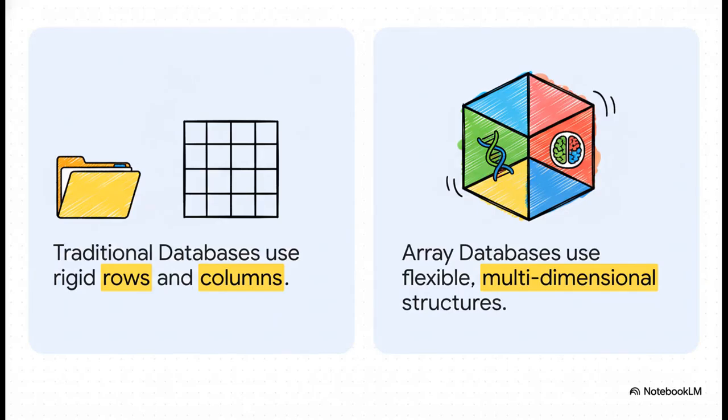And this really shows you the core difference, right? On one side, you've got that rigid, flat, two-dimensional world of rows and columns we all know, but on the other, you have the flexible, multidimensional world of arrays. It's a huge shift in thinking. We're moving from just organizing records to organizing actual scientific objects.